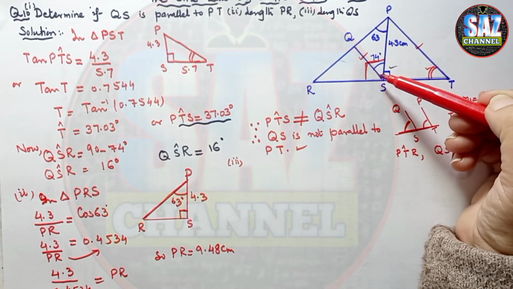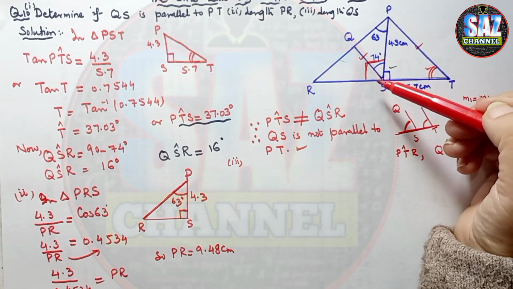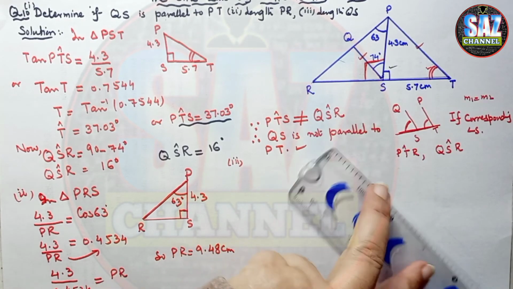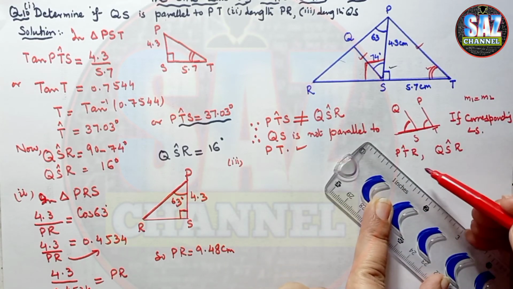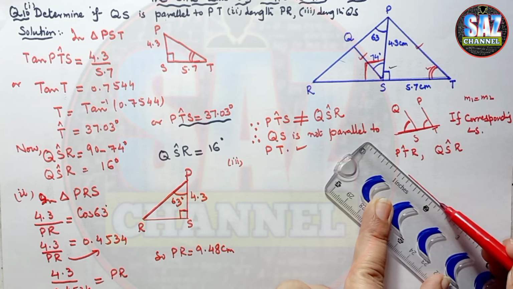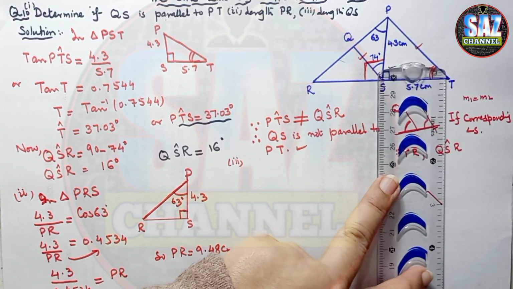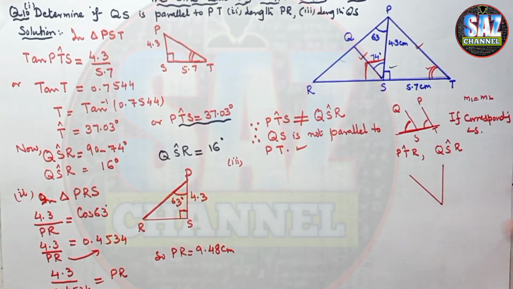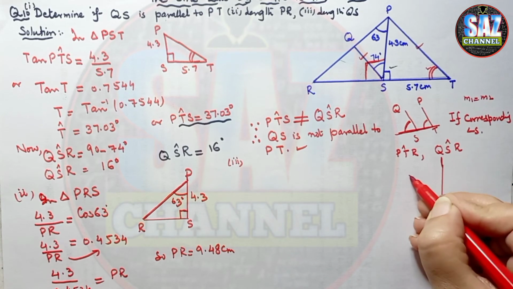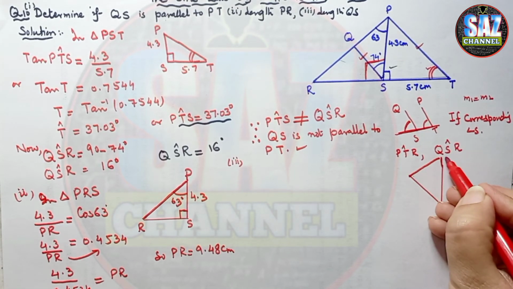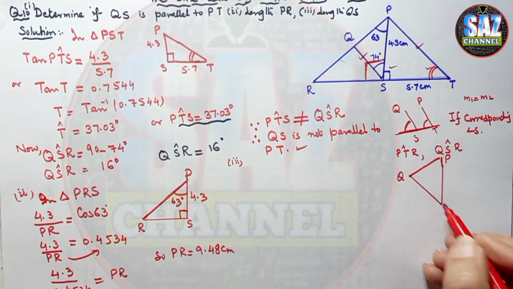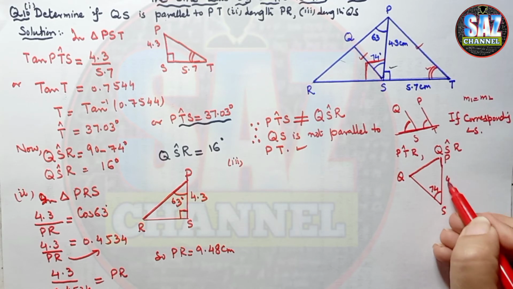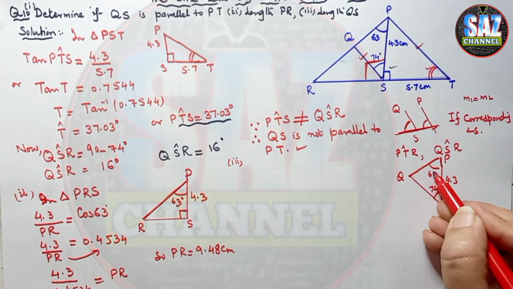Now the problem is how to find this QS length. This PQS triangle is not a right angle triangle. Let me draw the figure here. This is P, because P is coming straight. Let me bring it a little down so that my students should not be confused. This is P, this is Q, and this is S. At this place we have the 74 degrees angle, and this is 4.3, and this is 63 degrees angle.